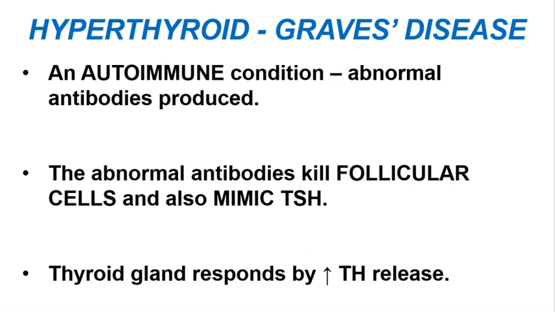These abnormal antibodies cause the immune system to kill the follicular cells, but at the same time, the antibodies also mimic the effects of thyroid stimulating hormone, which is normally a hormone that is secreted from the anterior pituitary. So in response to the antibodies appearing as though they are TSH, the thyroid gland responds to those abnormal antibodies in the same way that it would respond to an increase in TSH, which would stimulate the thyroid gland to increase its release of thyroid hormones.